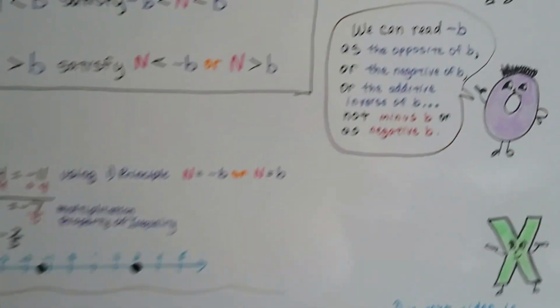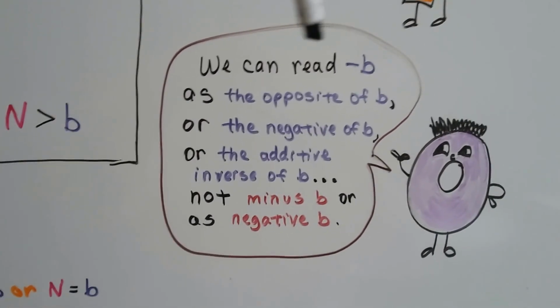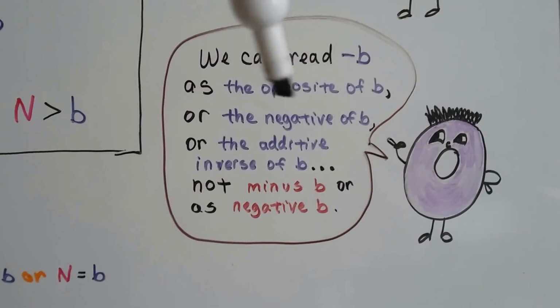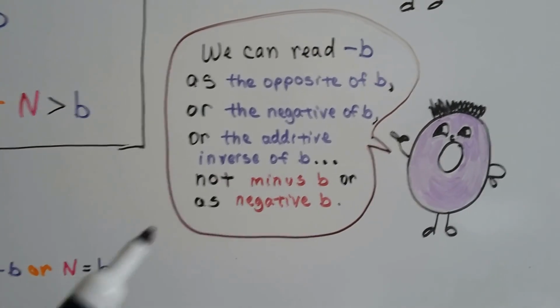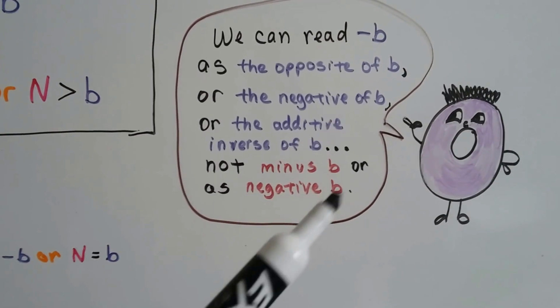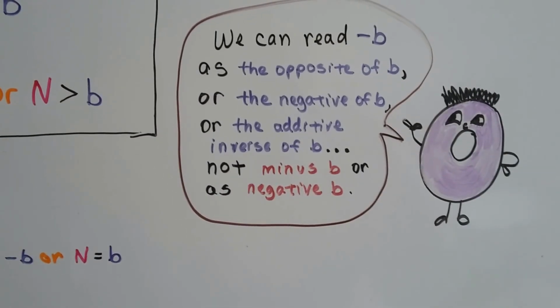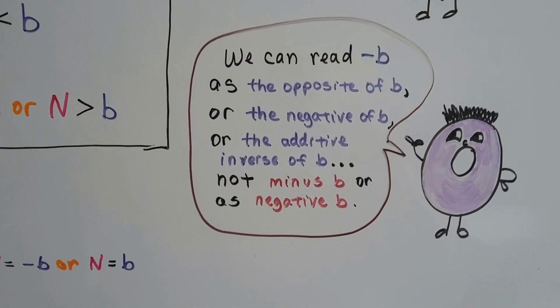Now, we can read this negative of b right here. We can read it as the opposite of b, the negative of b, or the additive inverse of b. But we don't read it as minus b or negative b. It would be negative of b. See that? So you're going to come across this as you get farther into math, all right?